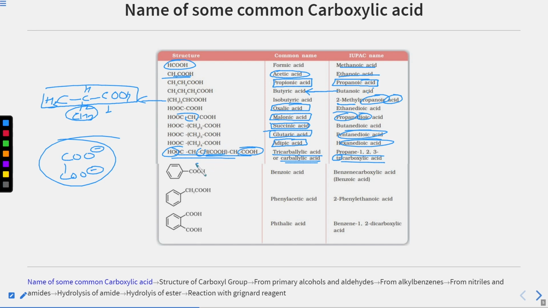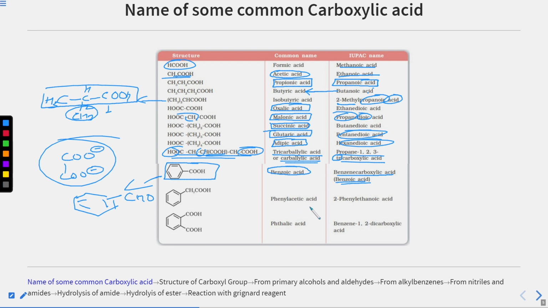After that we call this one benzoic acid. Likewise we call this aldehyde. So if it were aldehyde, CHO, then we would call it benzaldehyde. Or if you look at the IUPAC name, then it is benzene carboxylic acid. Now this benzoic acid is also considered as the IUPAC name only.